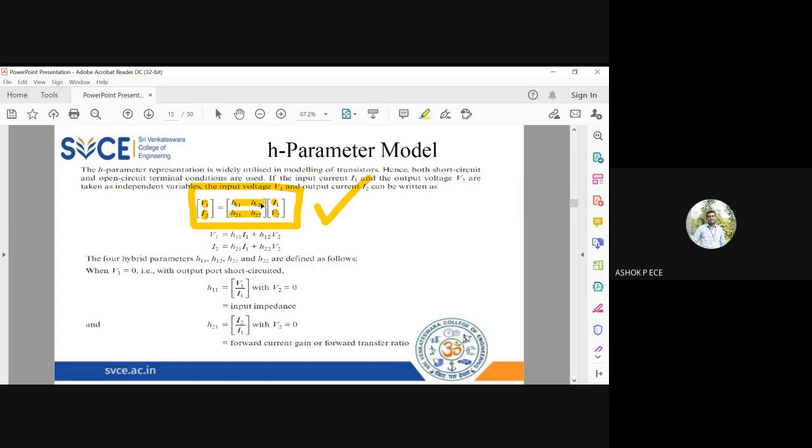If you expand the matrix, you get two equations. See here, V1 equal to H11 into I1 plus H12 into V2. This is the first equation. I2 equal to H21 into I1 plus H22 into V2. This is your second equation. You are seeing the two equations now, right?